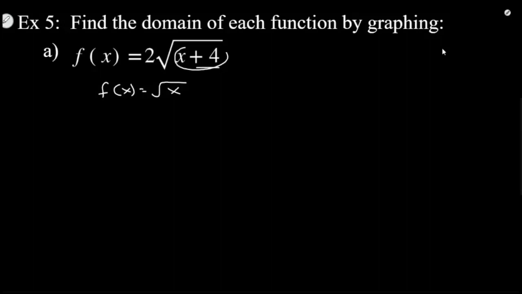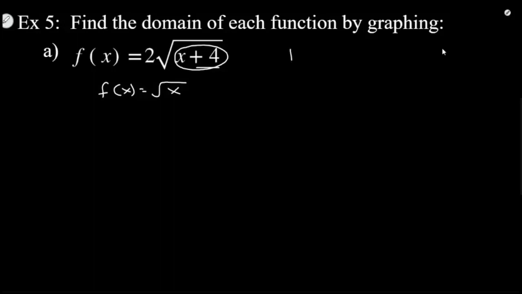Remember, when you affect the x, you're always affecting something left and right, because that's what x's control is, left and right. If you're not affecting the x and it's on the outside, then you're affecting something up and down. And also, if you're affecting the x, it always works backwards of what you'd think. So adding 4 actually moves this graph to the left 4 spaces.